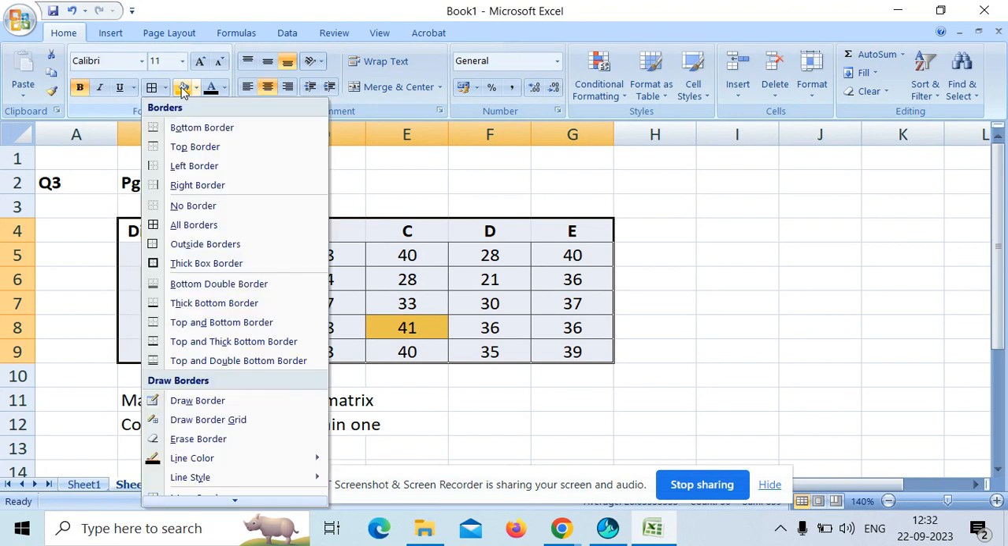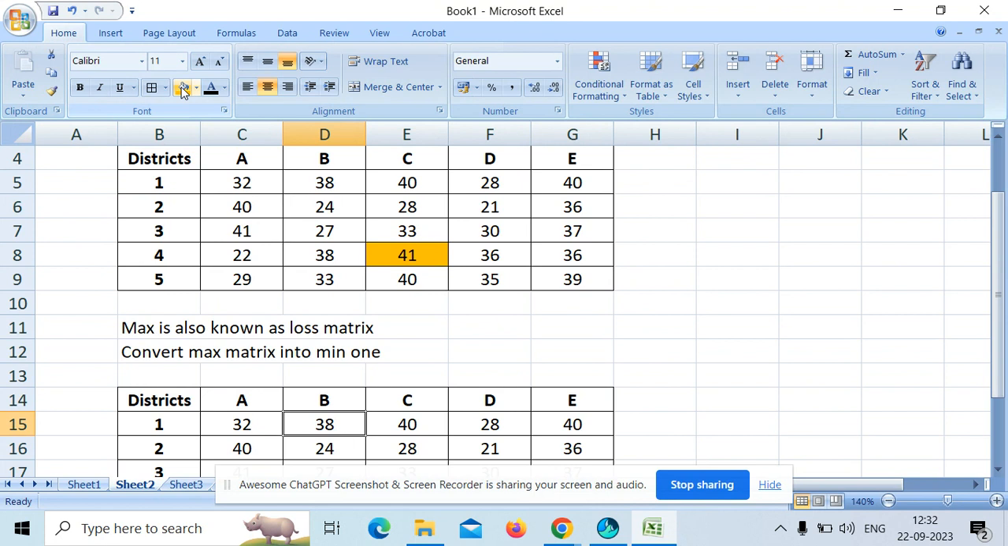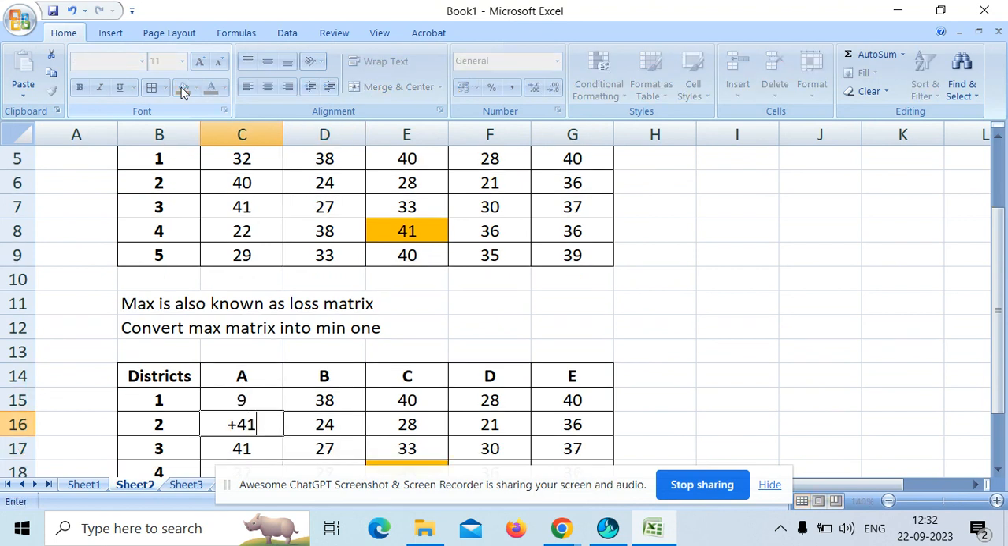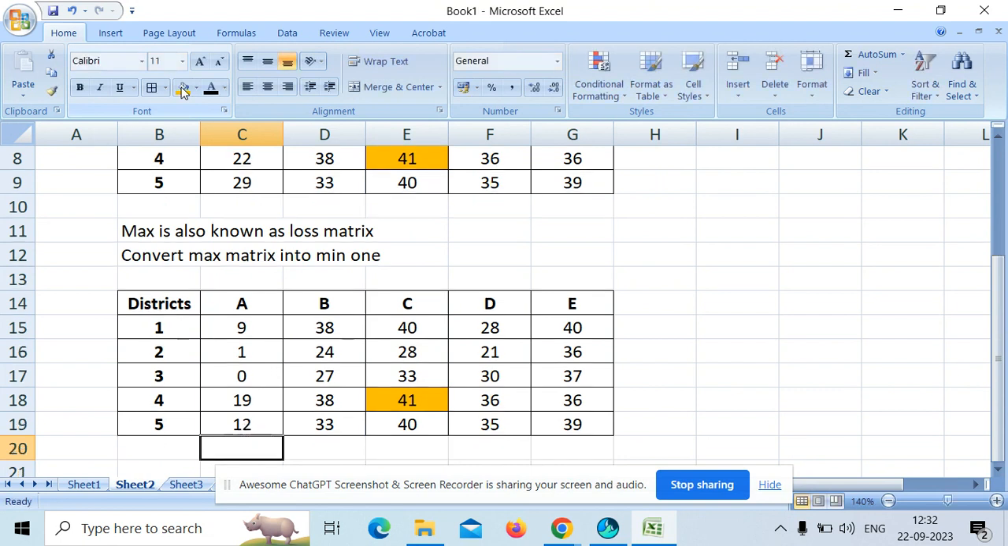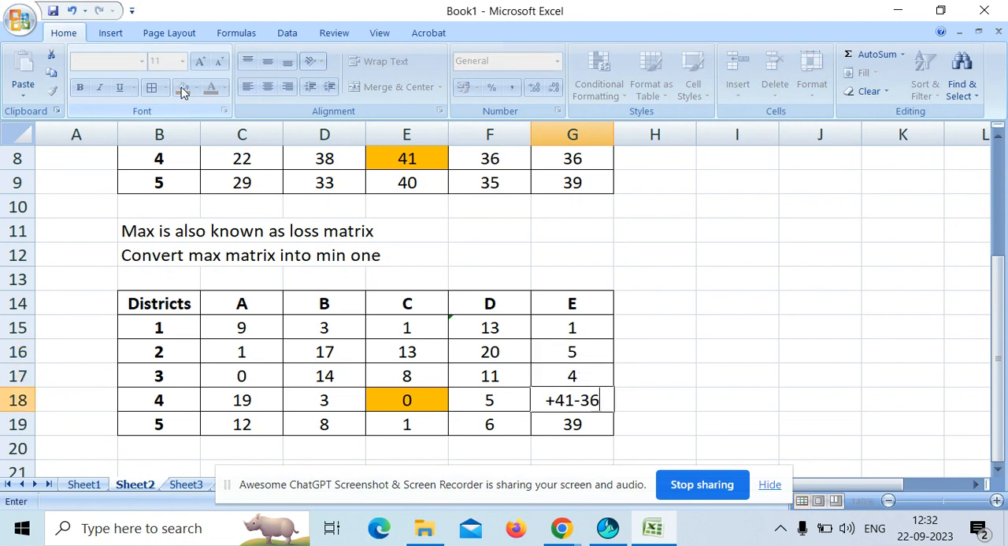After selecting 41, I copied the same matrix below and subtracted everything from 41. That is 41 minus 32, 41 minus 40, 41 minus 41, 41 minus 22, 41 minus 29. Here also 41 minus 38, 41 minus 24, 41 minus 27, 41 minus 38, 41 minus 33, 41 minus 40, 41 minus 28, 41 minus 33, 41 minus 41, 41 minus 40, 41 minus 28, 41 minus 21, 41 minus 30, 41 minus 36, 41 minus 35, 41 minus 40, 41 minus 36, 41 minus 37, 41 minus 36, 41 minus 39. Okay, done.